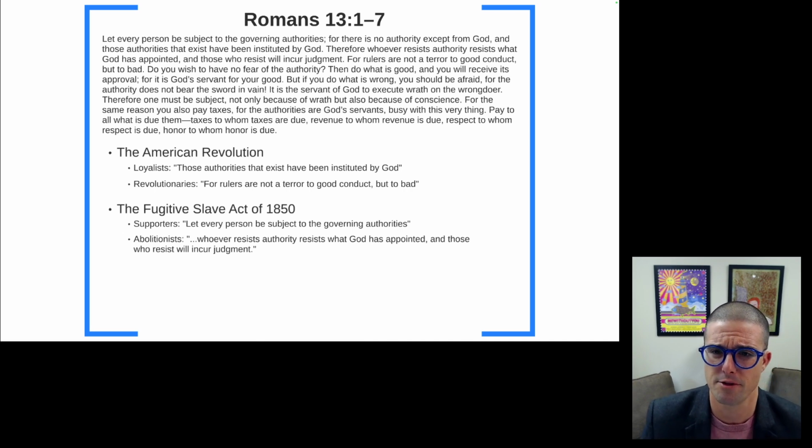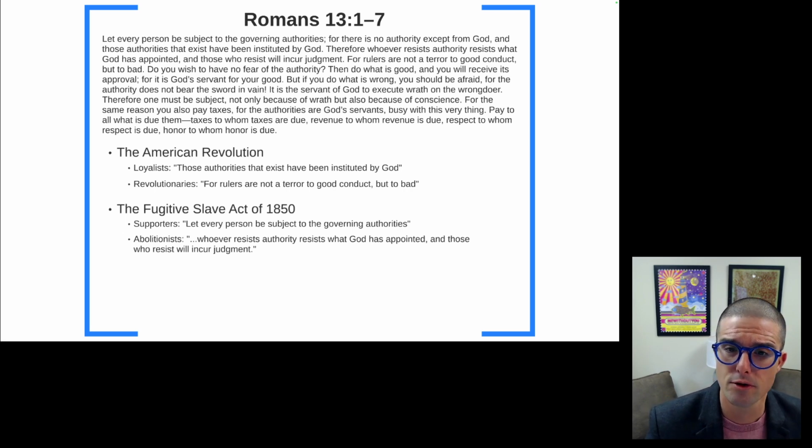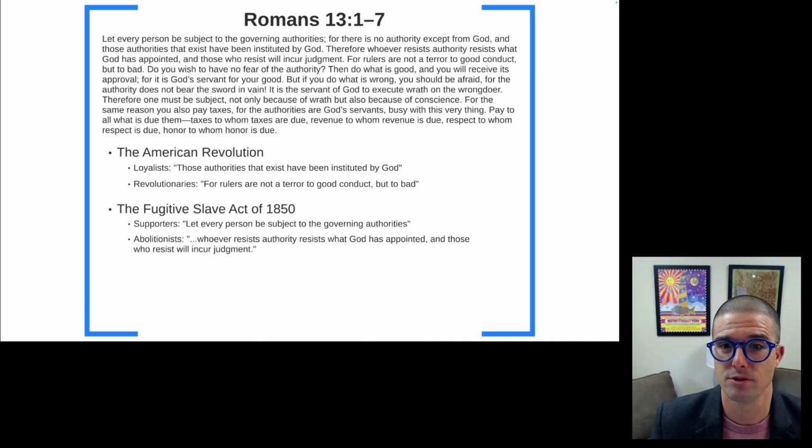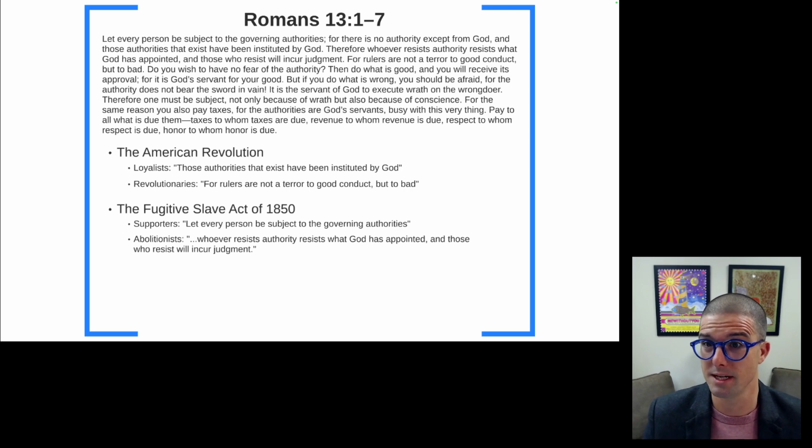On the other hand, abolitionists are going to emphasize this, particularly the last point in this quotation from Romans chapter 13. Whoever resists authority resists what God has appointed, and those who resist will incur judgment. So abolitionists who would resist the Fugitive Slave Act would say, if I am resisting what God has appointed, if I am resisting the authorities, I will incur judgment. I leave it up to God for my judgment in this particular situation.